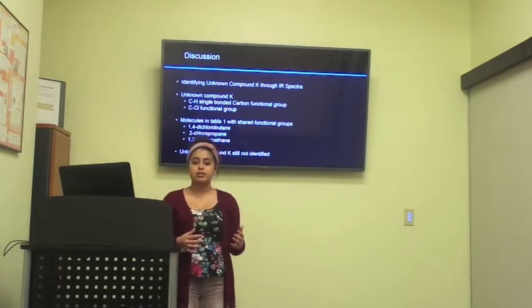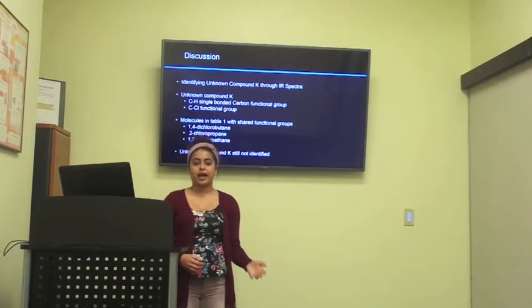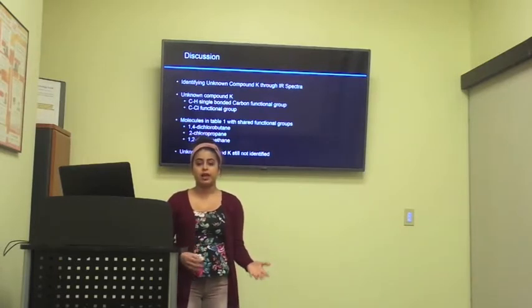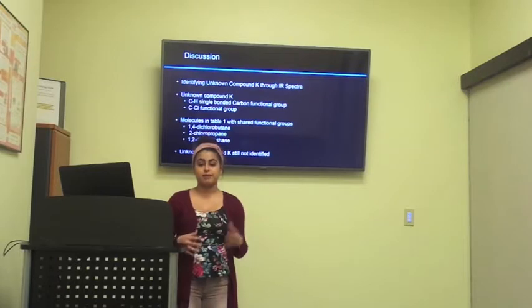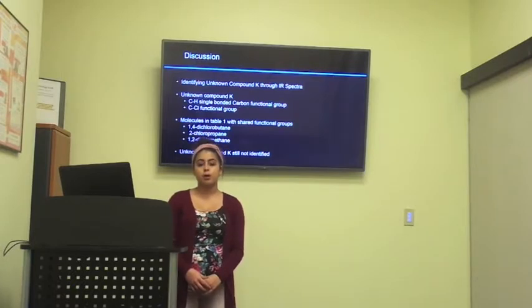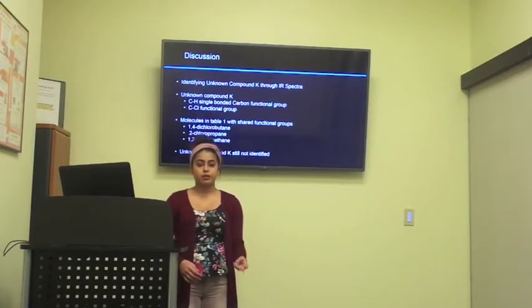So first, to identify it, we have to look at the IR spectra. The unknown compound K had a CH single bond and a CCl functional group present in its IR spectra. In the molecules in Table 1 I compared it with, there were actually 3 molecules that had the same functional groups as our unknown compound K. Those molecules were 1,4-dichlorobutane, 2-chloropropane, and 1,2-dichloroethane. And since there are 3 molecules that are similar, unknown compound K cannot yet be identified.